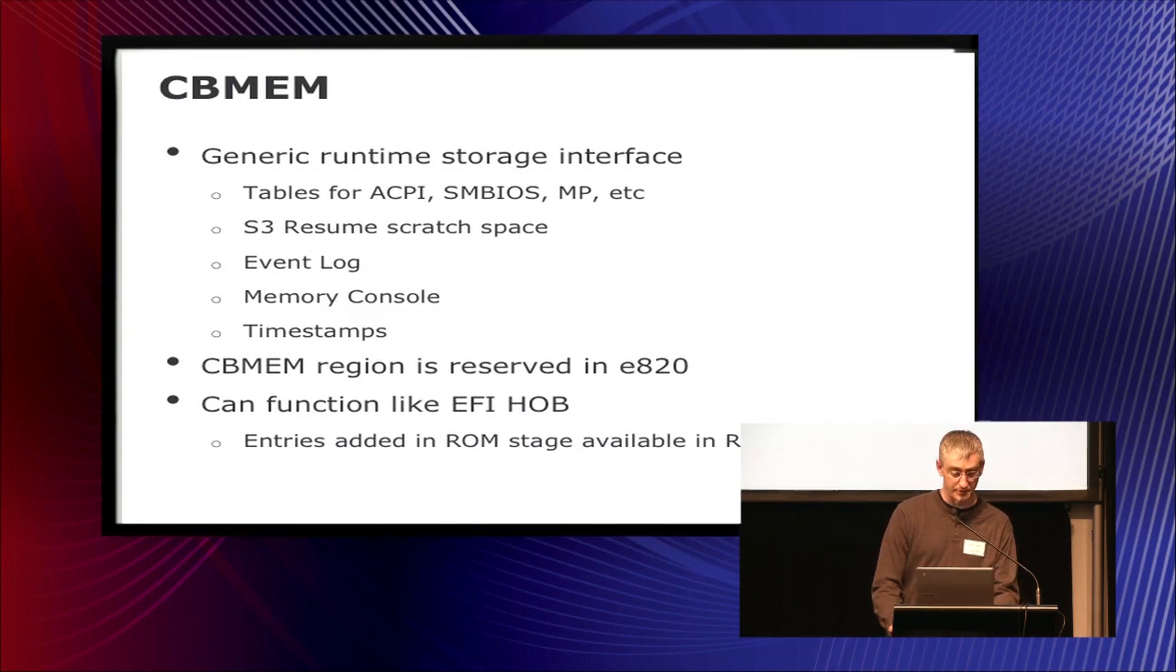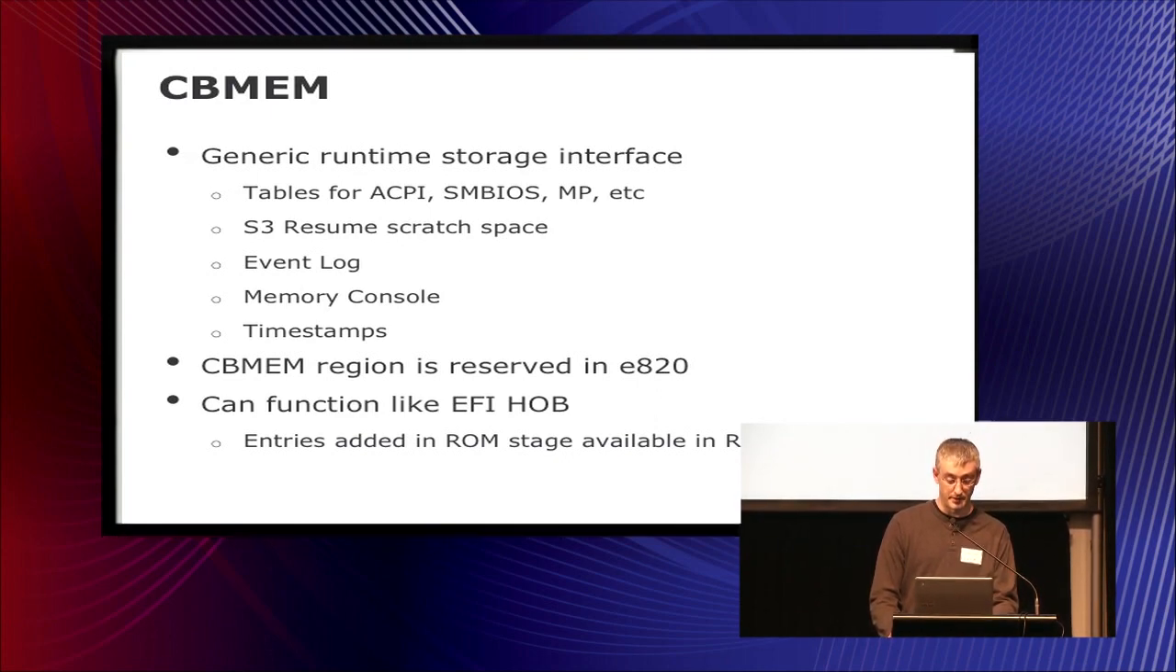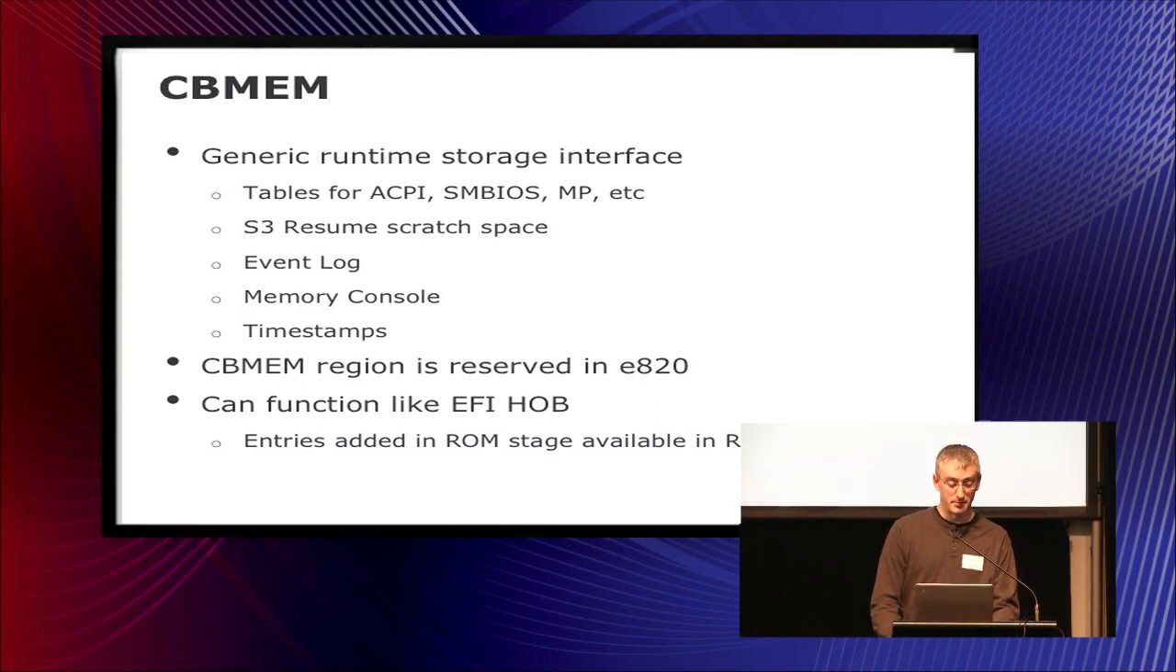This cbmem region is reserved in the E820 map, or whatever map is used to describe the memory to the system, so that it isn't overwritten by the OS, but it can be read and stuff can be pulled out of it if you know how it's formatted. It can also function like a UEFI HOB. You can have entries that are added in ROM stage and then pull them back out in RAM stage, assuming they're not too big, because we obviously don't have a lot of memory available before memory is available.